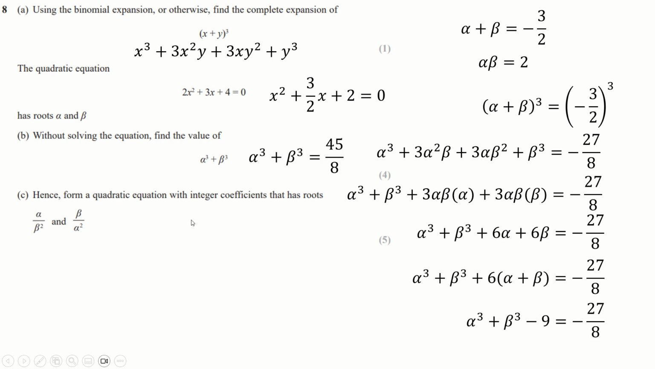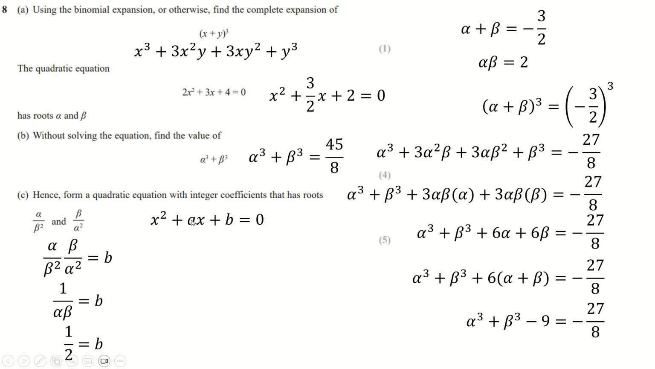Hence form a quadratic with integer coefficients that has these roots. There's a lot of things you could do here, but I just said, okay, here's the quadratic I want. And I want this root times this root to be b. And I want this root plus this root to be minus a, just like I had before, because I've got a 1 here. I can do that. But of course, this root times this root. Now, if you just times across, you get alpha beta times beta squared over alpha squared. But you can just cancel some of that down to get this. But alpha beta is just 2, as we've already discussed. So therefore, b is a half.